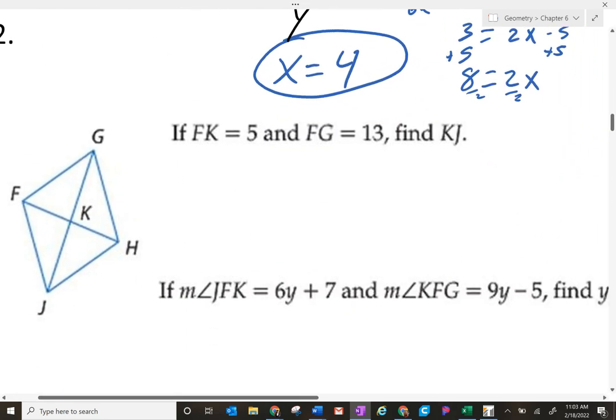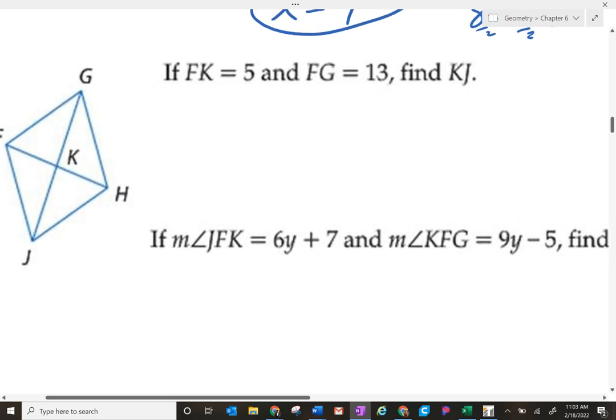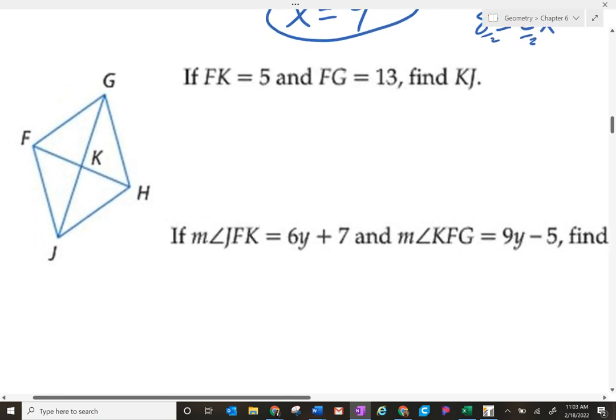All right, this is the one that people got frustrated at me on for the last one, so I apologize in advance. This one, I got this shape here. It says FK equals 5, FG equals 13, find KJ. So we got that shape. I'll let you draw it if you want to do that first, and then I'll get going.